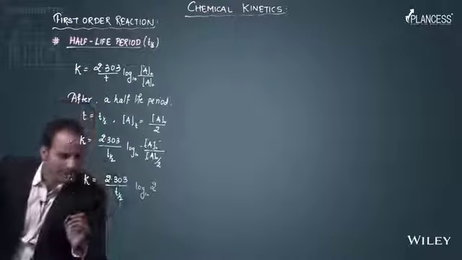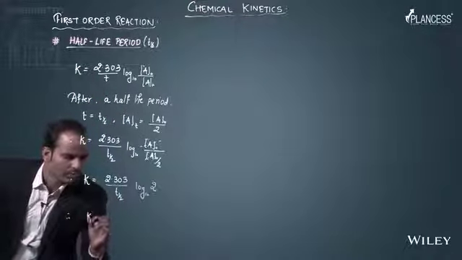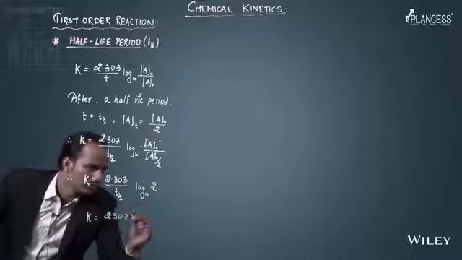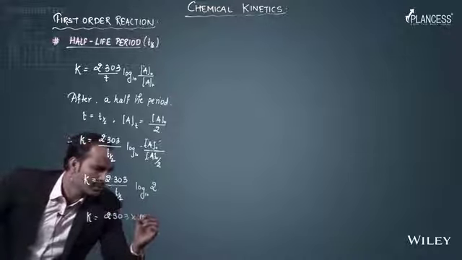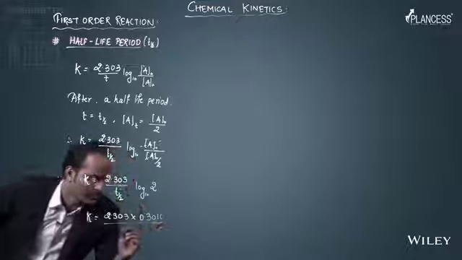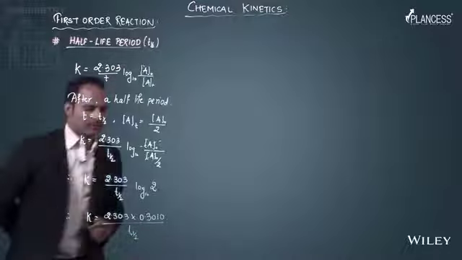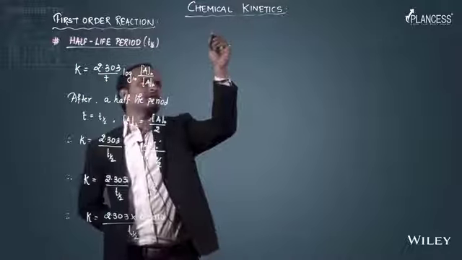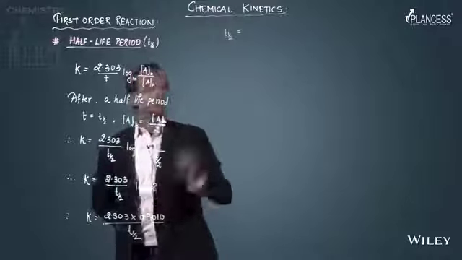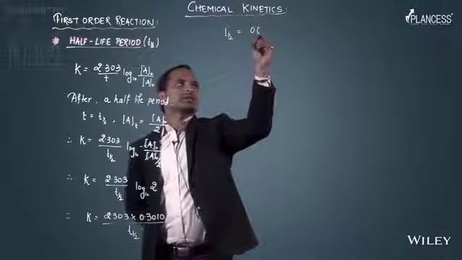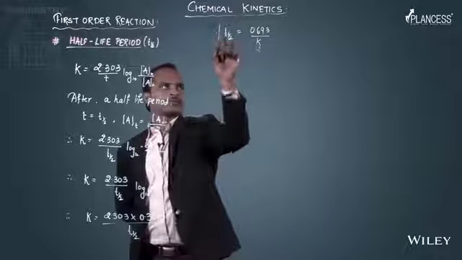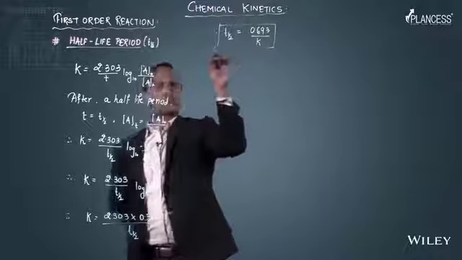which can also be written as k is equal to 2.303 upon t half into log of 2, which is 0.3010. So we will have a formula for t half, that t half is equal to this, which will give you 0.693 upon k. So we get this formula.